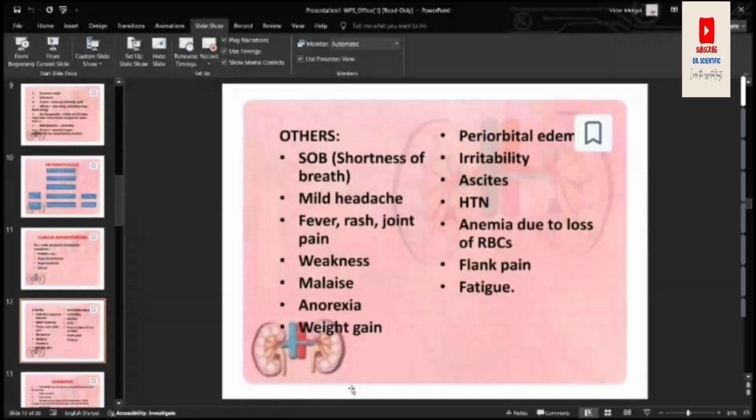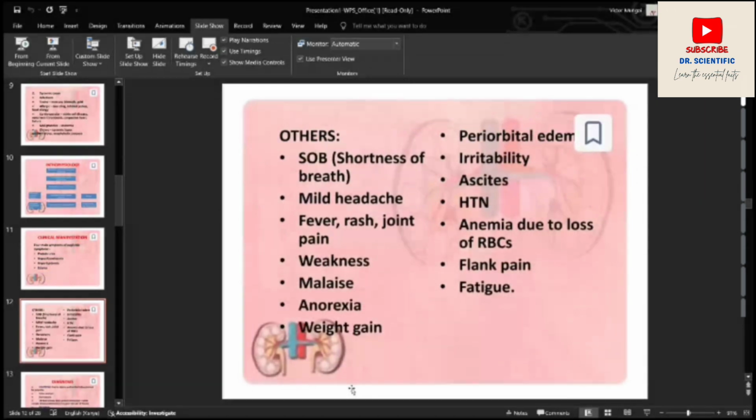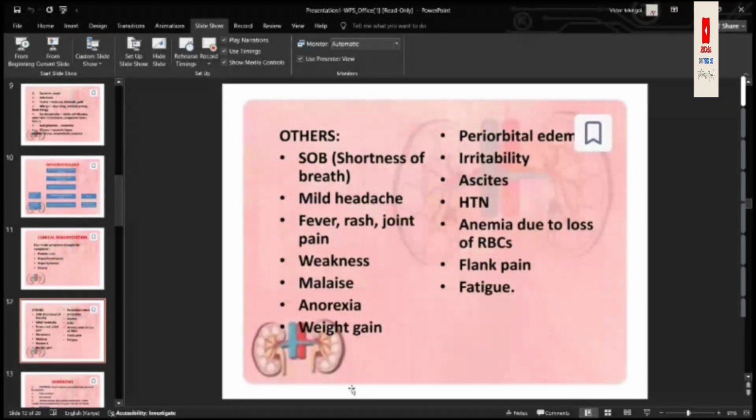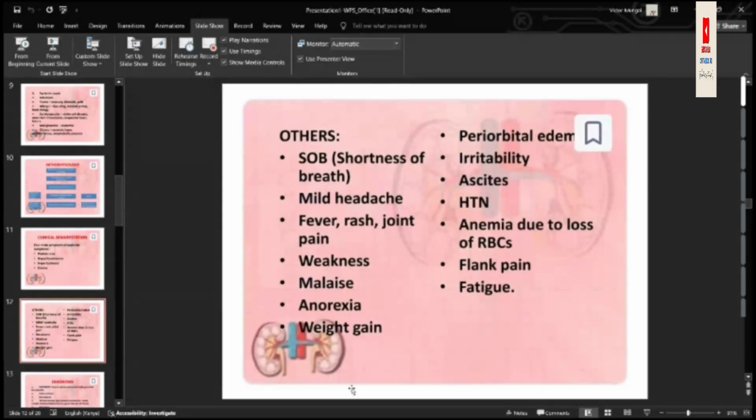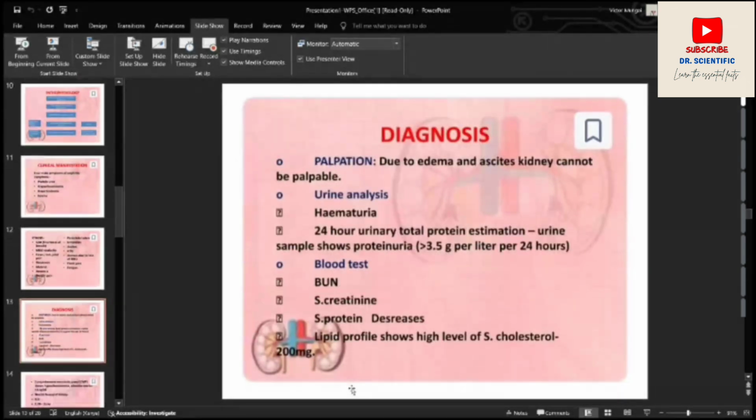Then these are the other clinical manifestations. We have shortness of breath, mild headache, fever, rash, joint pains, weakness, malaise, anorexia, weight gain, periorbital edema, irritability, and so on and so forth.